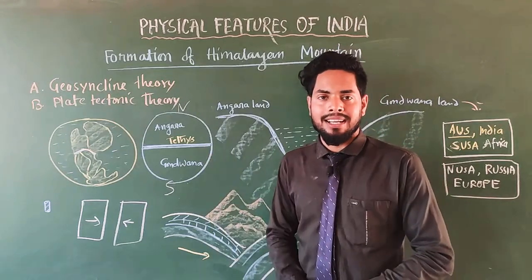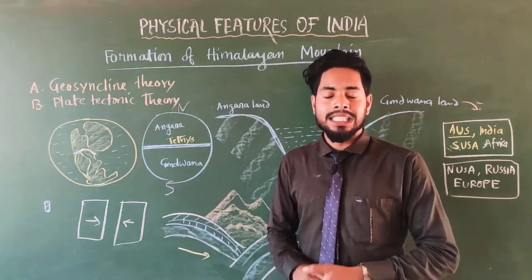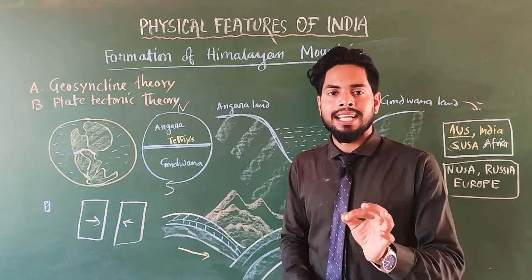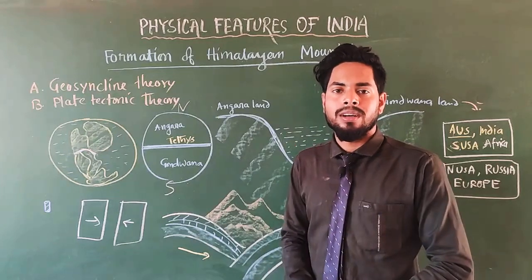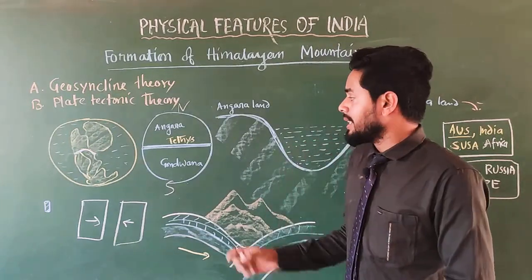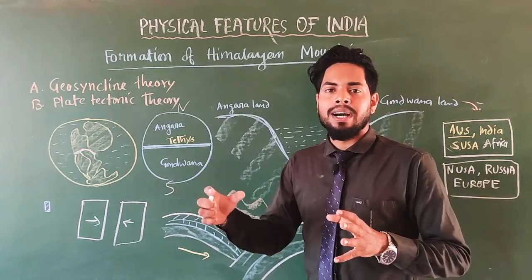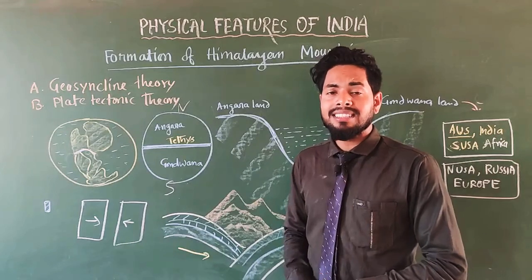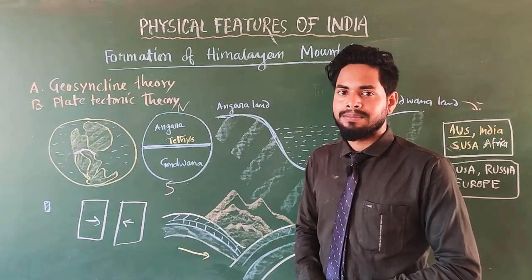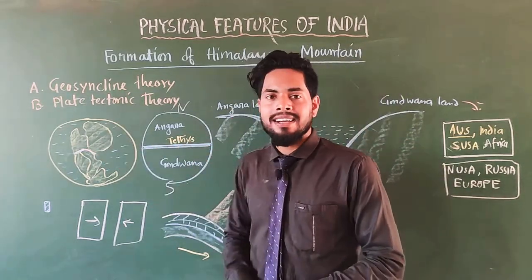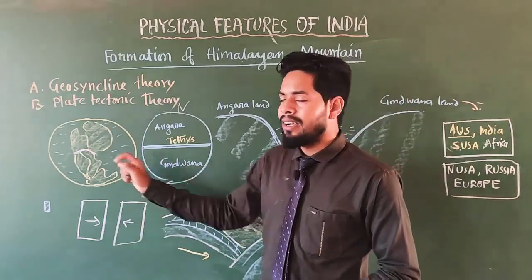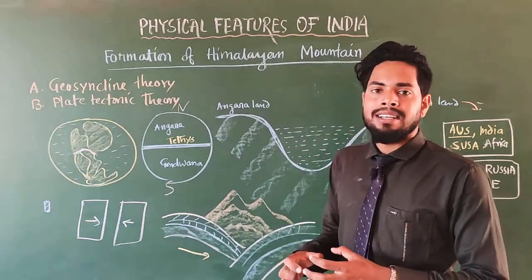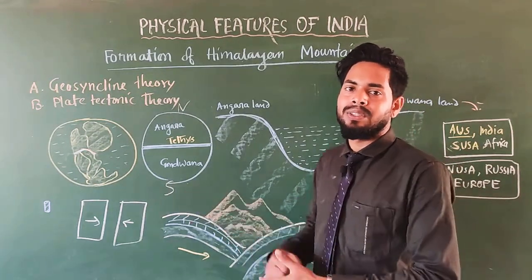That means it is a geosyncline. What is a geosyncline? A geosyncline is a long, narrow, shallow, mobile zone of water. I repeat: a long, narrow, shallow, mobile zone of water body. This Tethys Sea separates Pangaea into two parts, north and south. The north part is known as Angaraland, also known as Laurasia, and the southern part is known as Gondwanaland. Angaraland comprises Russia, Europe and North America, and Gondwanaland comprises India, Africa, South America and Australia. These landmasses separated over time.